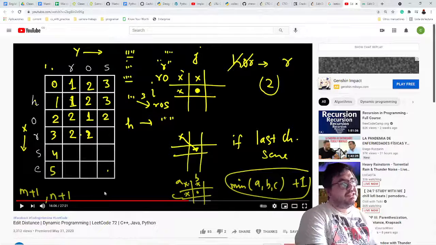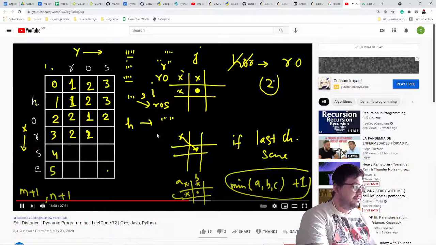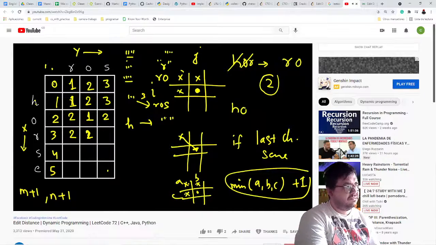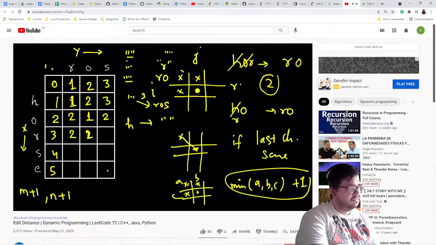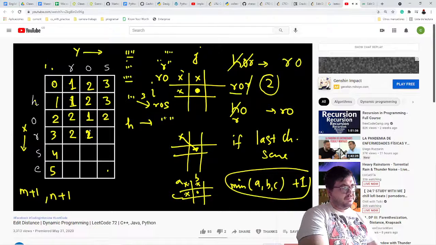So you do all this to really understand, because if you take HOR and RO, then why do we need 2 here? We came from this side, minimum of this plus 1, and this is HORO. So HO to RO we converted by substituting H to R. So here substitute H to R, so it becomes ROR, 1 operation, and then delete this. So 2 operations, and that's being correctly captured here.